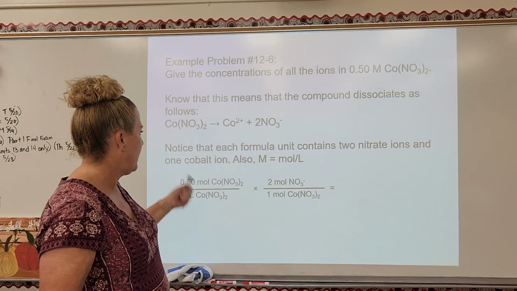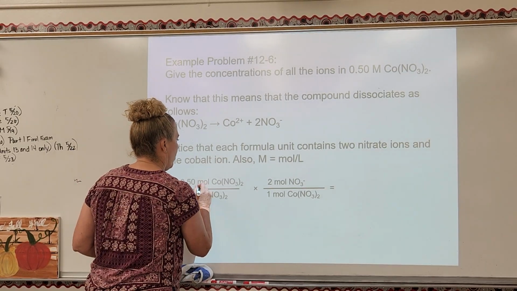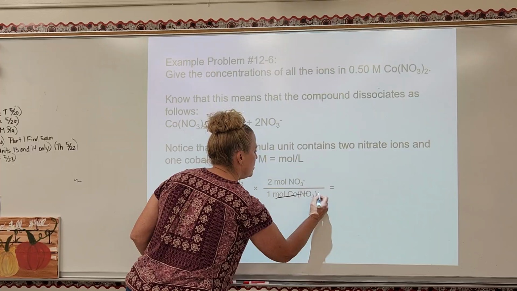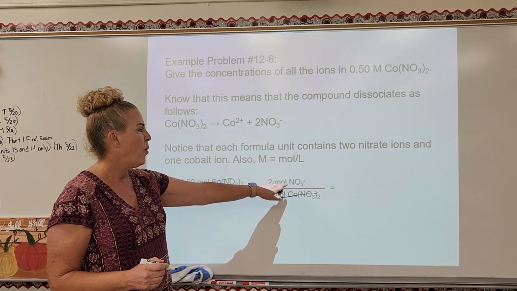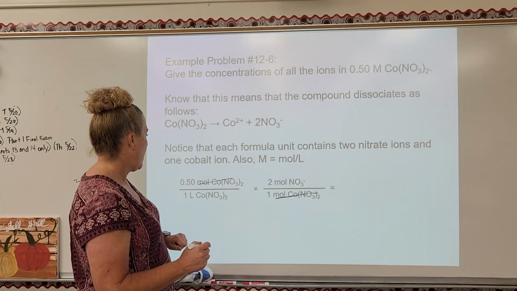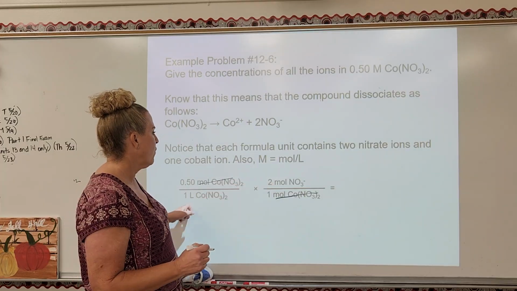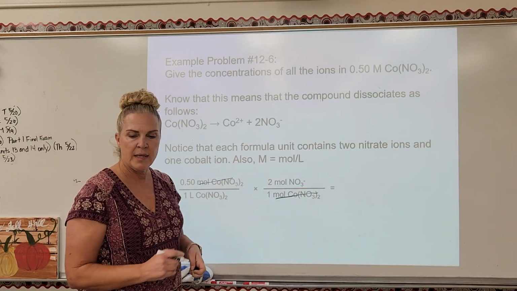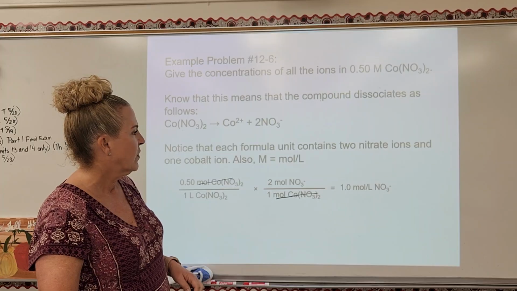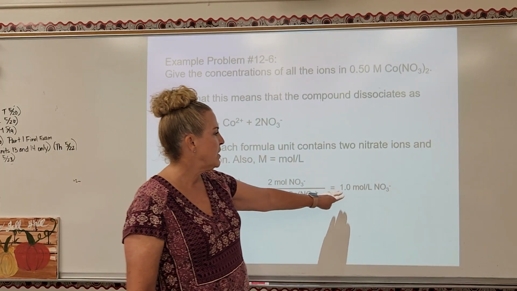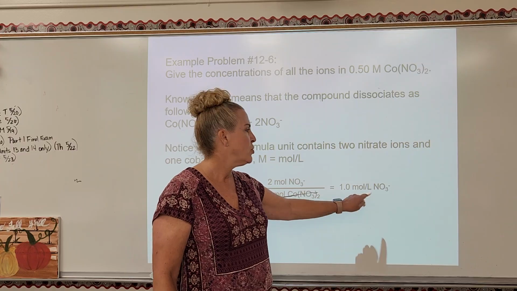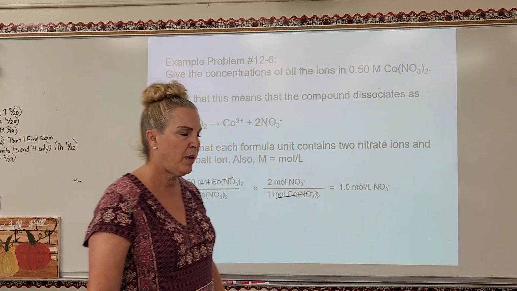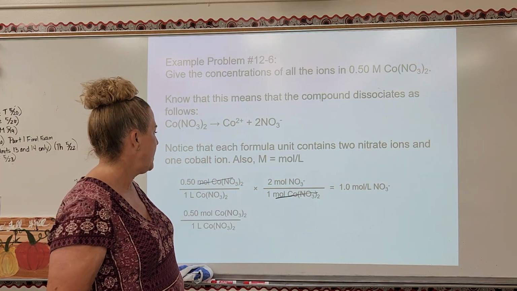So we're going to then set up so that moles of this and moles of this cancels, and look what we've got left is just our moles of nitrate. This is still moles over volume though, so that is important as well. So again, 1.0 moles per liter, which we could, if we wanted to, also trade these units out for a big M, but it's not necessary.